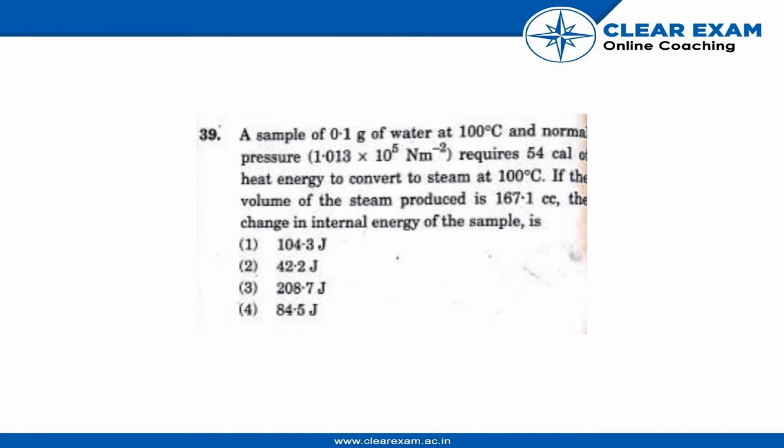A sample of 0.1 gram of water at 100 degrees Celsius and normal pressure 1.013 × 10^5 Newton per meter square requires 54 cal of heat energy to convert to steam at 100 degrees Celsius. If the volume of the steam produced is 167.1 cc, the change in internal energy of the sample is.